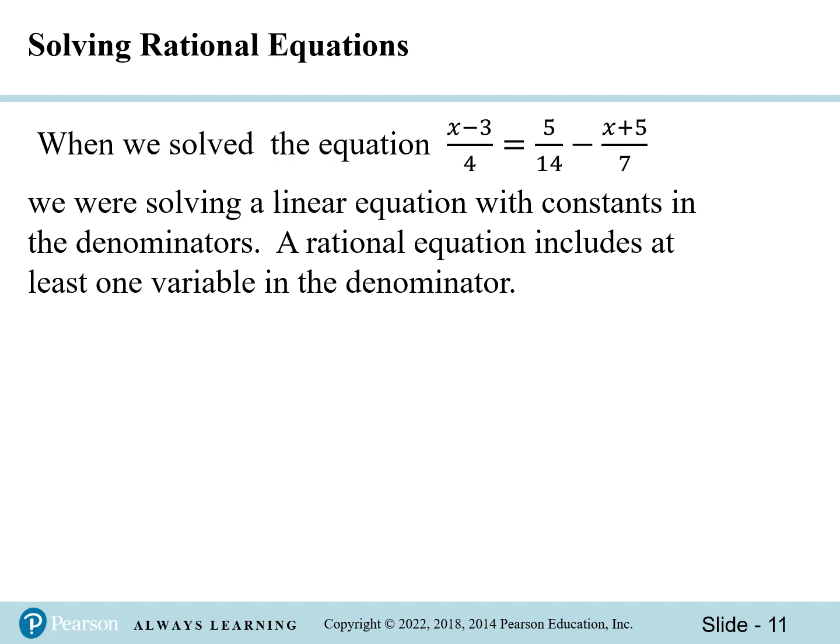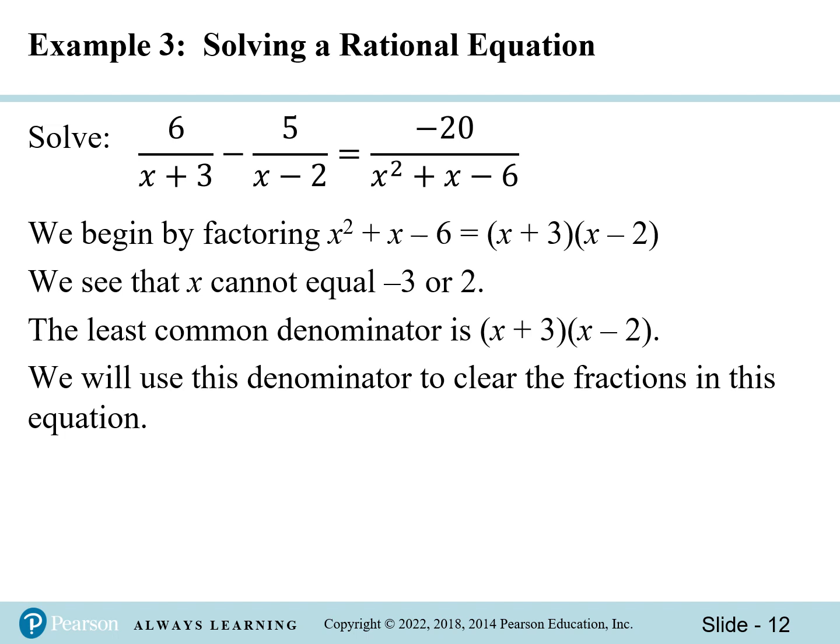So when we solved this last equation, we were solving a linear equation with constants in the denominators. Oh, sorry, we solved that one. We were solving a linear equation with constants in the denominators. A rational equation includes at least one variable in the denominator. So like number 3. I have 6 over (x plus 3) minus 5 over (x minus 2) equals negative 20 over (x squared plus x minus 6).